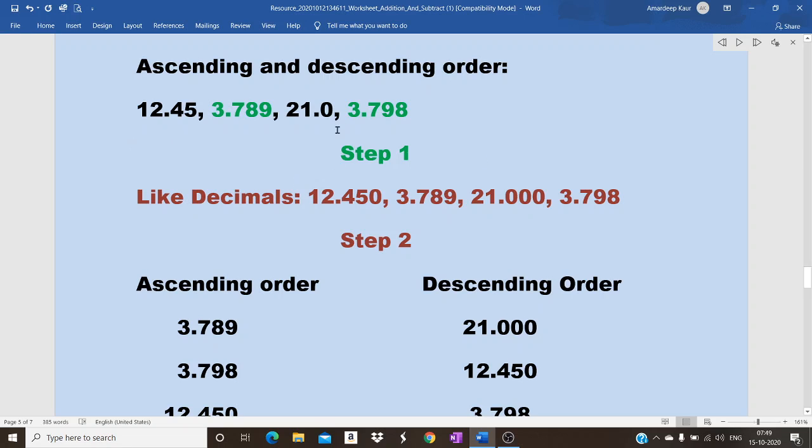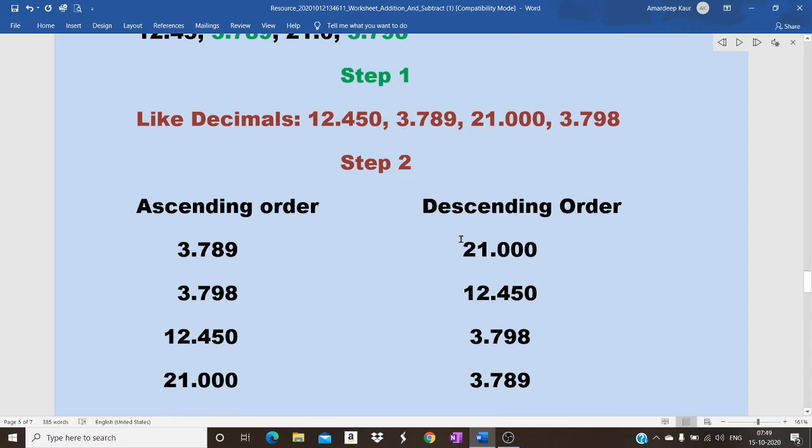I have these 4 numbers: 12.45, 3.789, 21.0 and 3.798. The maximum number of digits in the decimal part we have over here is 3. So accordingly, I have put my zeros in all the numbers. Now see, it has 3 digits, 3 digits, 3 digits and 3 digits in the decimal part.